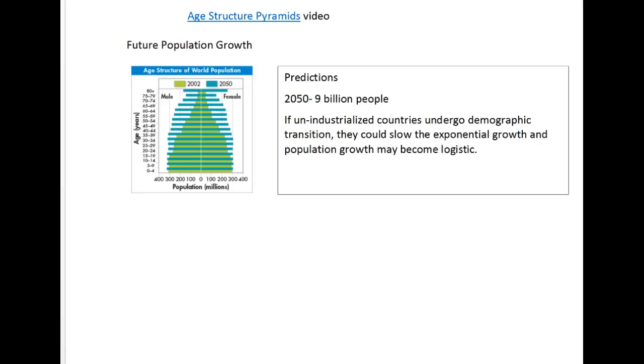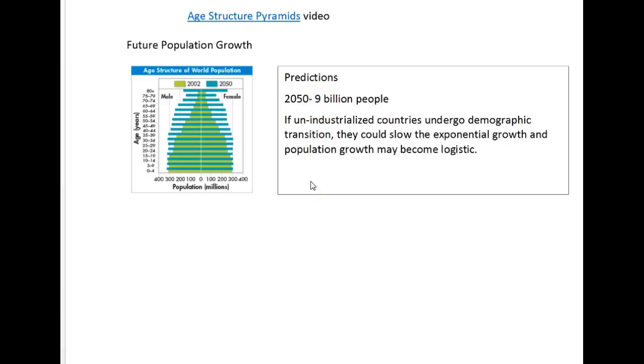Okay, so hopefully that gives you a better understanding of the age structure pyramids. When we look at that future population growth, they are predicting that, and this number is wrong here, they are predicting that by 2025 we will be at 9 billion people, and that by 2050 it'll be 11 billion people.